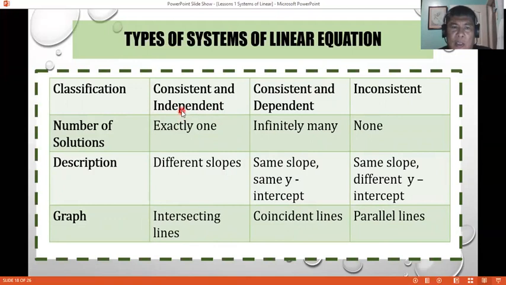Okay. Pero tingnan niyo, kapag consistent and independent, intersecting lines. Ganyan sila. Kapag consistent and dependent, coincidence line. Magkapatong yung line. Iisa yung line. Okay. Kapag inconsistent, parallel lines. Ganyan sila. Parallel lines. Okay?